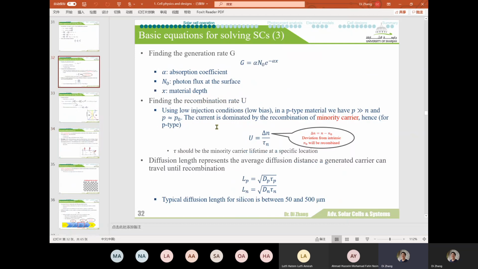Yeah, and same thing here. We talk about generation rate, recombination rate, but you don't need to memorize these equations. You need to understand them, that's for sure, but no need to memorize them. Diffusion length also, you need to know the physical meaning, but if I need you to do a calculation, I will give you the equation.